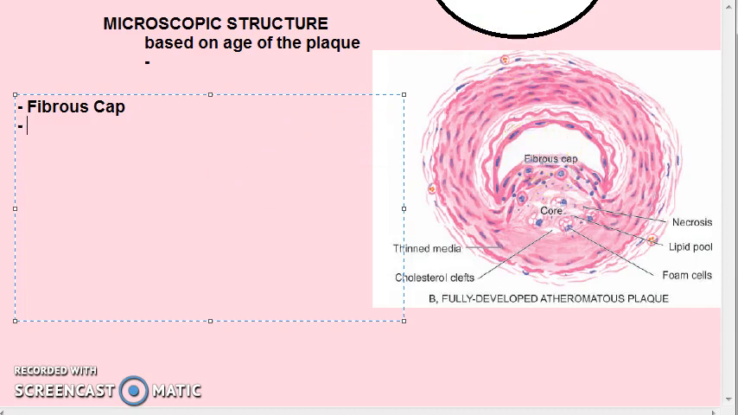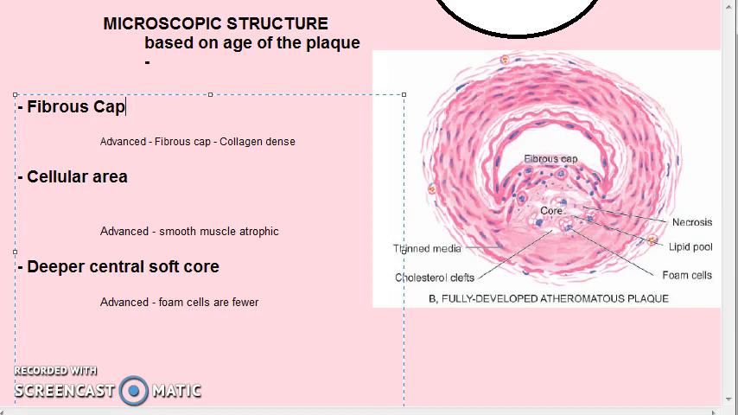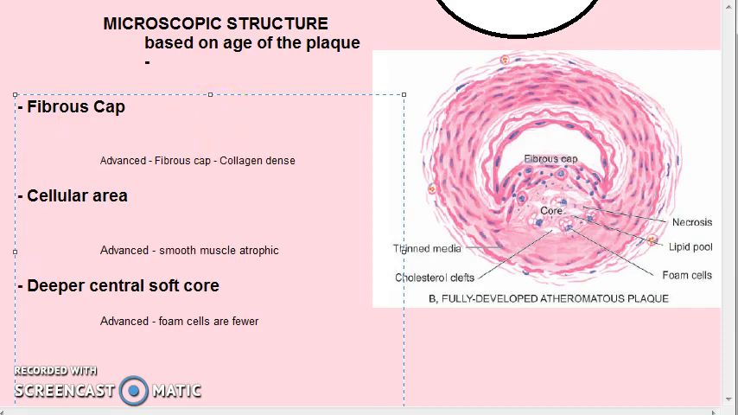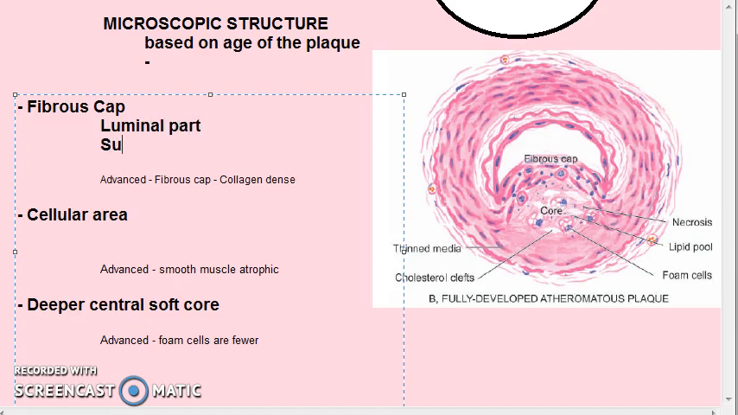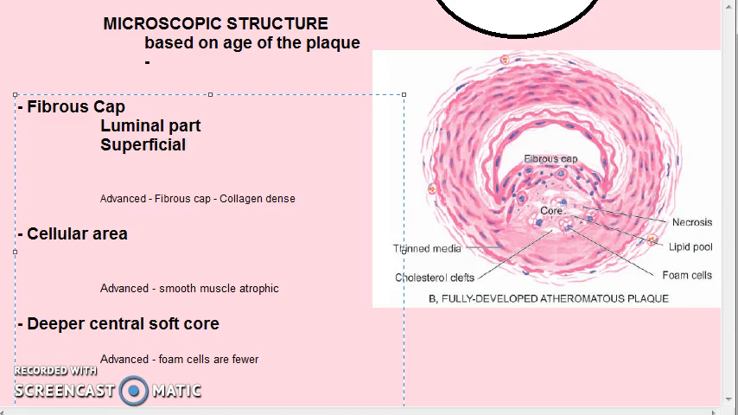Then you have a cellular area, then you have the deeper central soft core. Let us look at the details of what we will find in the fibrous cap. It is the luminal side, the superficial part, and this fibrous cap is covered by the endothelium.